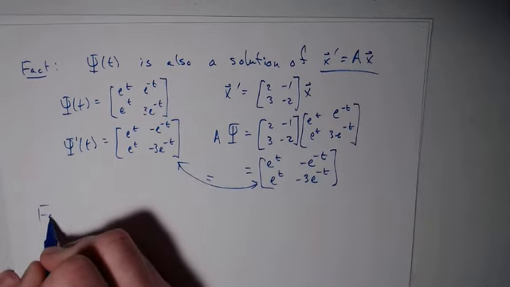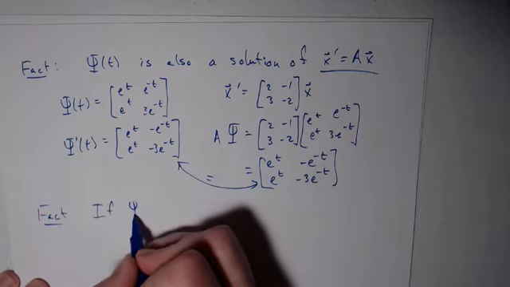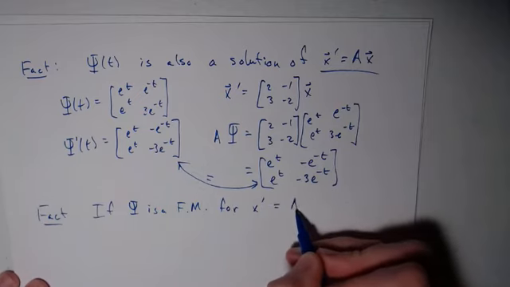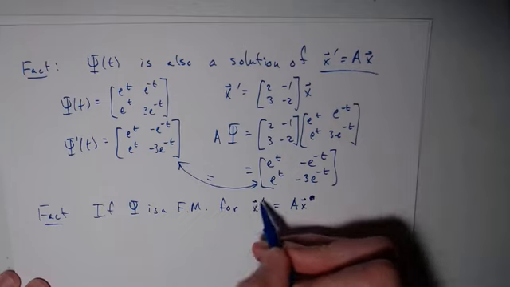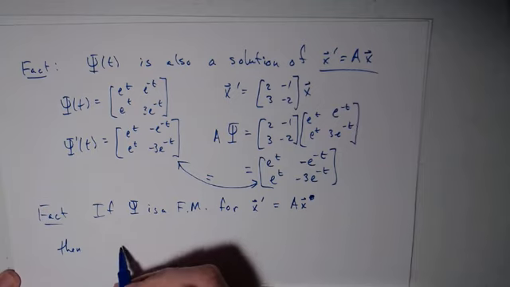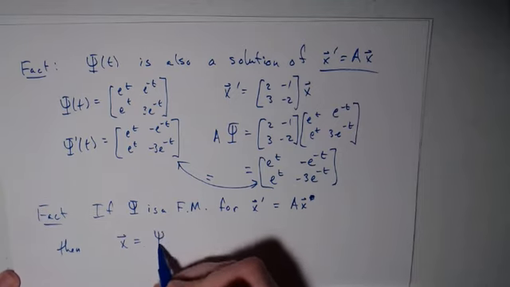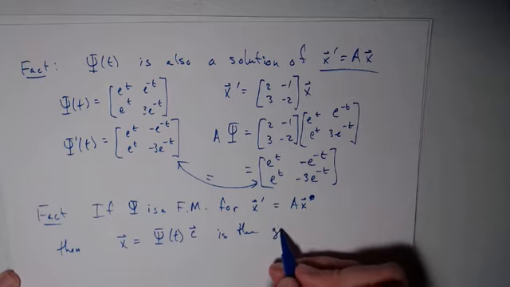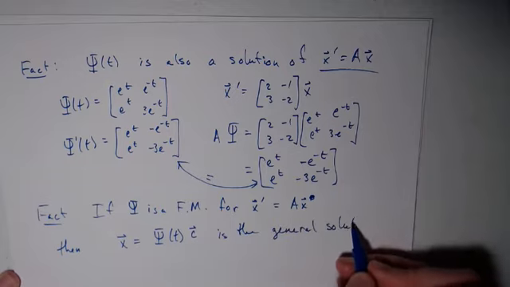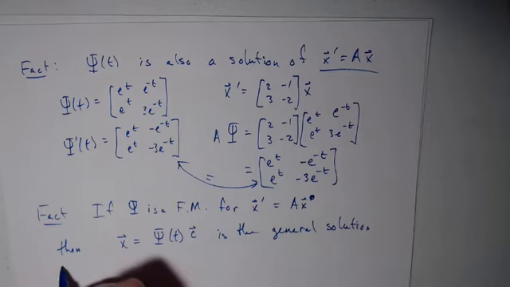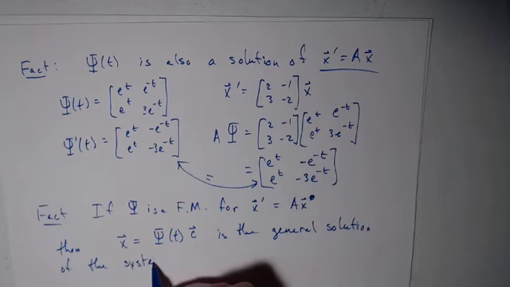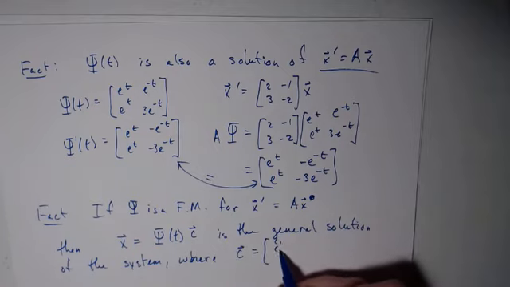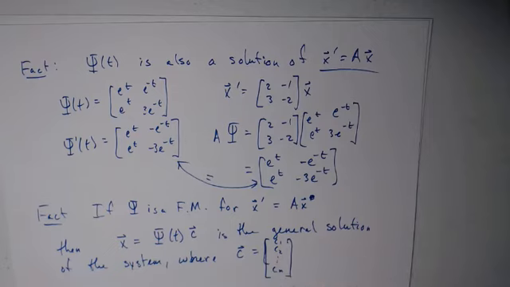Another fact is that if psi is a fundamental matrix for x prime equals Ax, oops, just Ax, not Ax prime, then x equals psi of t times some constant vector is the general solution of the system, where c is just a constant vector, so c1, c2, and if necessary we go down to cn.